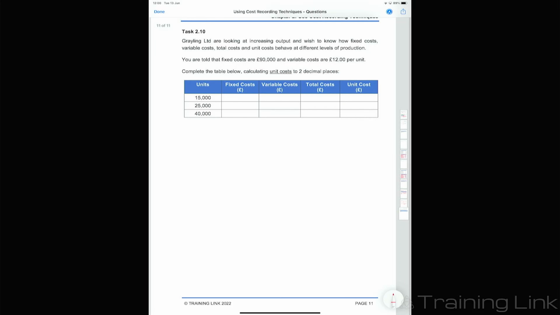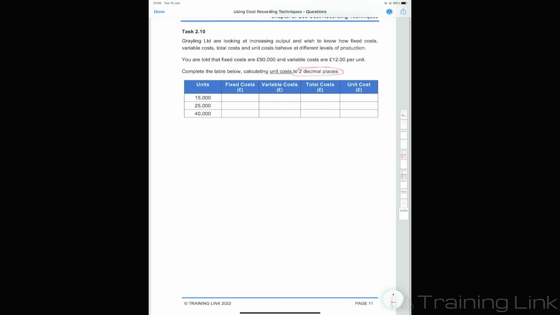And then finally, looking at the last question here, similar to one that we've already done. Grading Limited are looking at increasing output and wish to know how fixed costs, variable costs, total costs and unit costs behave at different levels of production. You are told that fixed costs are £90,000 and variable costs are £12 per unit. Complete the table below, calculating unit costs to 2 decimal places.